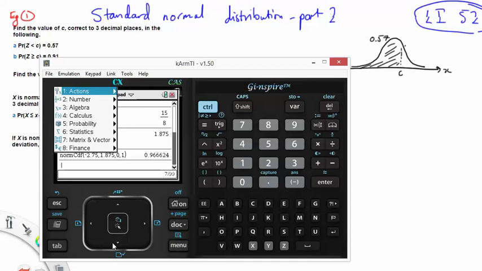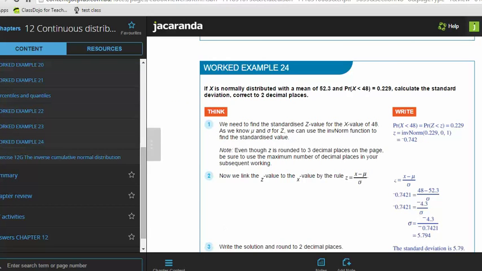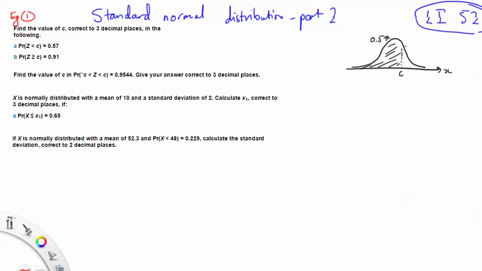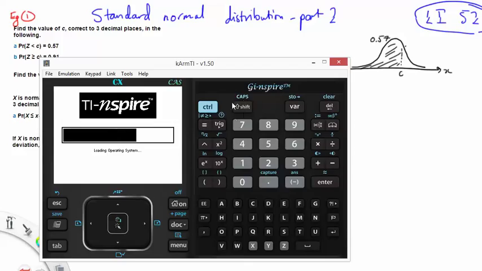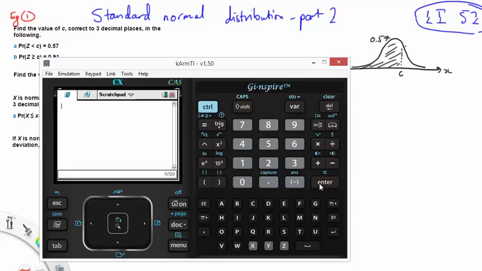We pop down to, oh, it's doing that thing again. Bear with me, let's reload our CAS. Just loading. Yep, here we are. Being very patient. All right, calculate.